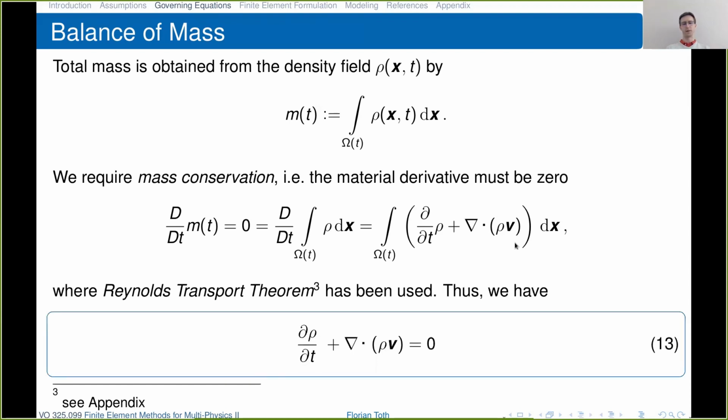And therefore we can also write the common form of the balance of mass: partial derivative of rho with respect to t plus divergence of rho v. So this is our first conservation equation.